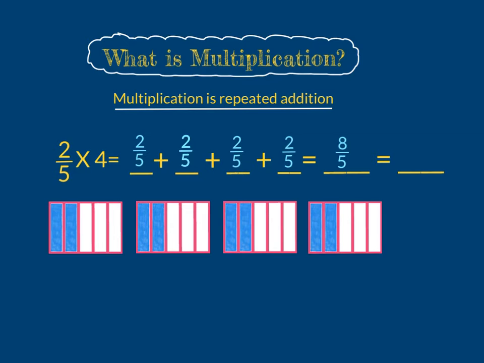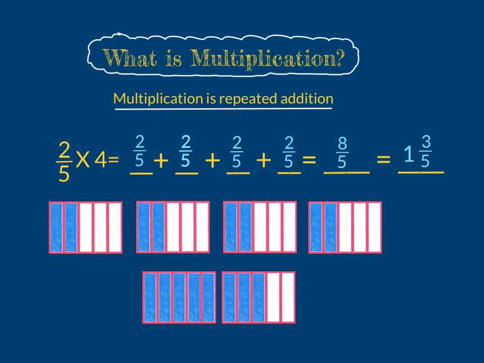And when we change that into a mixed number, because we always want to simplify our answers at the end, we get a mixed number of 1 3/5. Now I can represent this visually at the bottom just by combining this picture of 2/5 together and adding them all together. I will get the same thing. I will get 1 3/5.